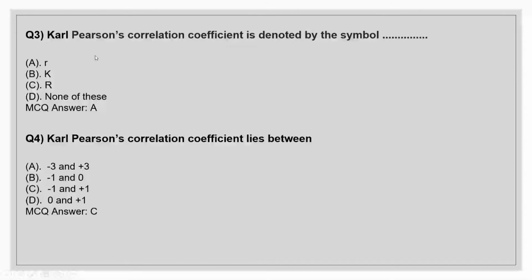Moving on to the next MCQ: Karl Pearson's correlation coefficient is denoted by the symbol small r, capital K, capital R, none of these. The correct answer is A, that is small r. Fourth MCQ: Karl Pearson's correlation coefficient lies between -3 and +3, -1 and 0, -1 and +1, 0 and +1. We read this while explaining Karl Pearson's correlation coefficient. I explained that the value lies between -1 and +1. So the correct answer is C.